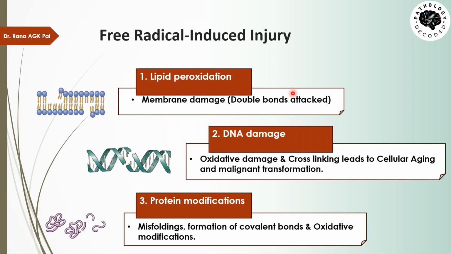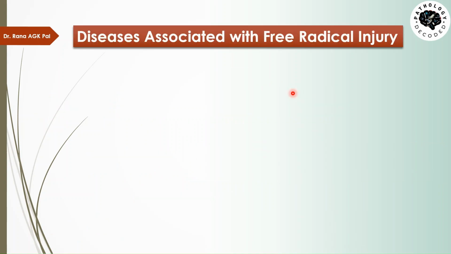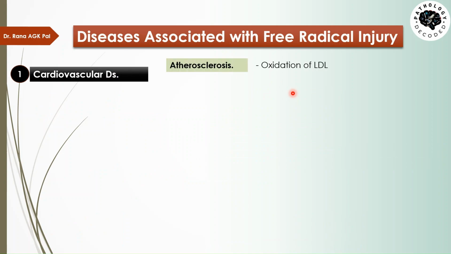This leads to various diseases in the body because of the free radicals, and I will take up the important diseases associated with free radical injury, the important ones only. First is the cardiovascular system. In the cardiovascular system, there is atherosclerosis. Here there is deposition of sclerotic plaques due to oxidation of LDL. Low density lipoproteins are oxidized inside the macrophages present in the wall of the arteries, and they get deposited there. This leads to narrowing of the lumen of the artery and further causes ischemia and infarction of the organs to which that artery is supposed to supply blood.